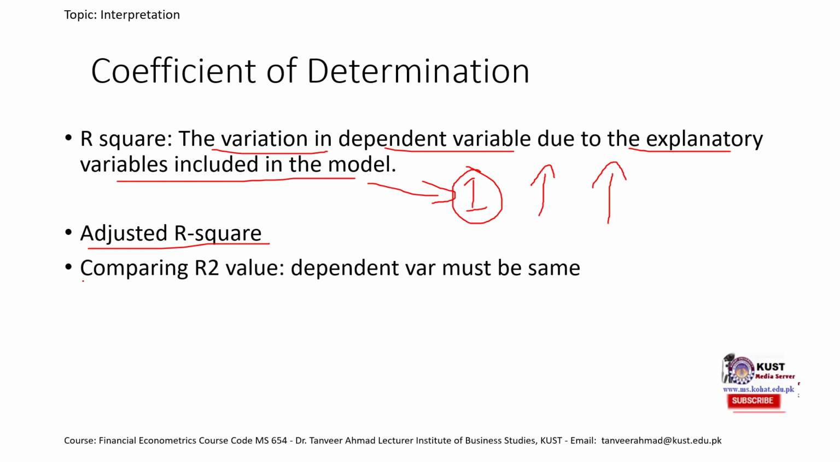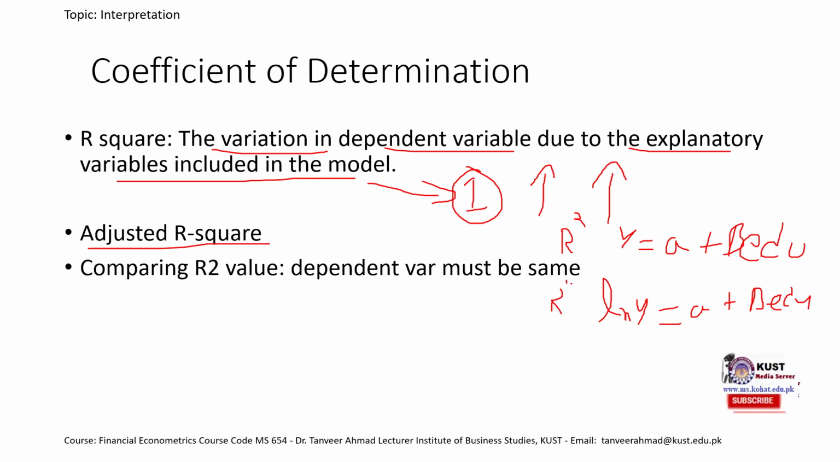Now one more thing that you should be careful of: when you are using different models, say for example you used a model where you had an independent variable of education and you had income, and then there was a second model where you used the log of salary instead of salary itself, or some other independent variable, no matter what the independent variable is, then you shouldn't compare the r-square of this model with the r-square of the second model.